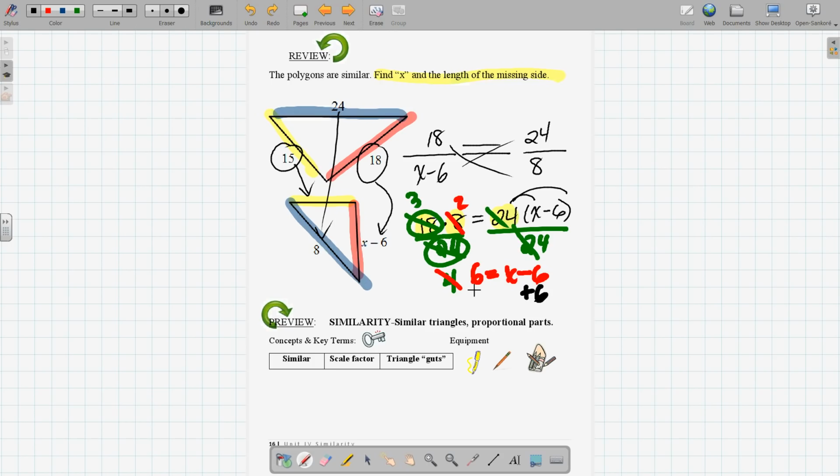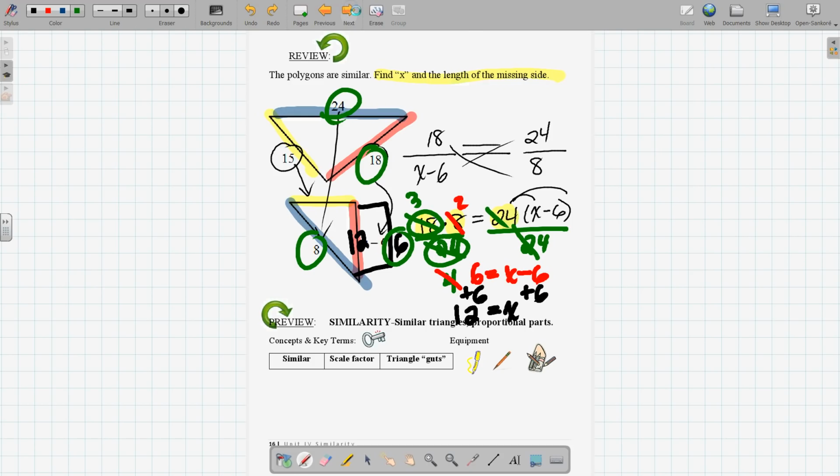I add 6 to both sides. And our unknown x is 12. When you plug it in, 12 minus 6 is 6, and then you check the ratio. My ratio is going to be 3 to 1. 18 to 6, 3 to 1. I know I'm correct.